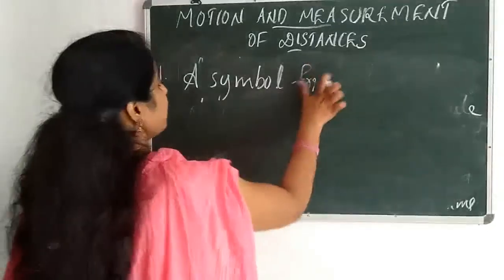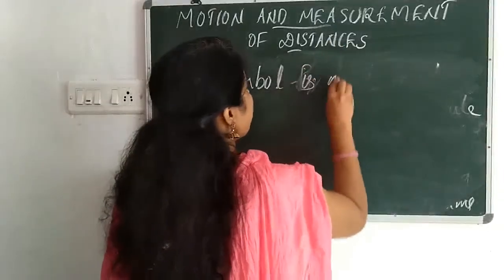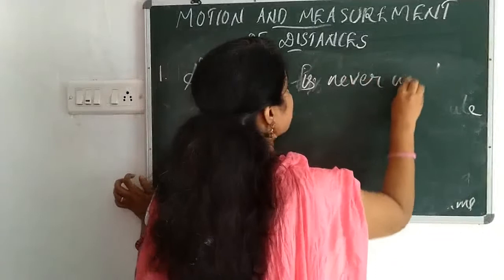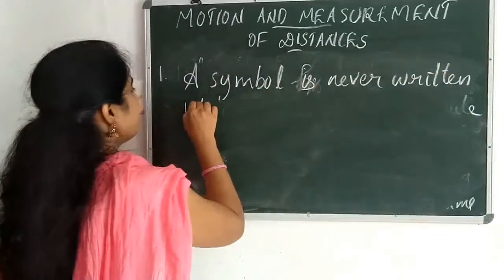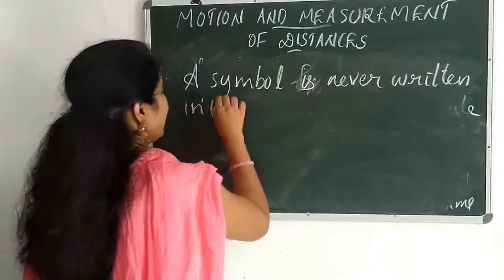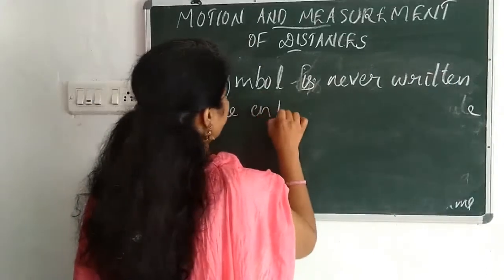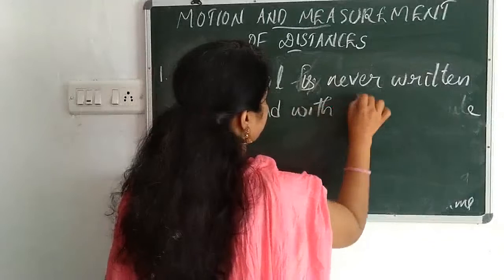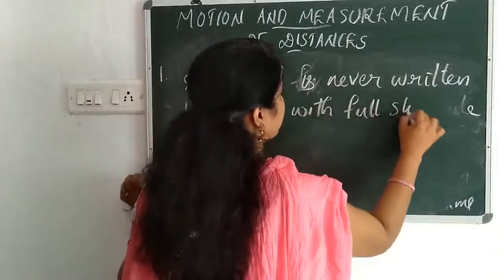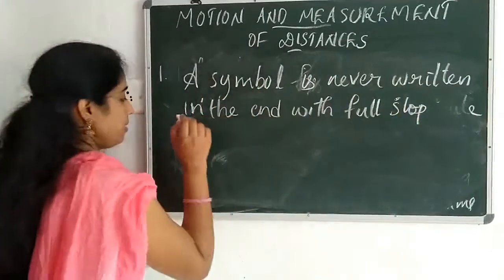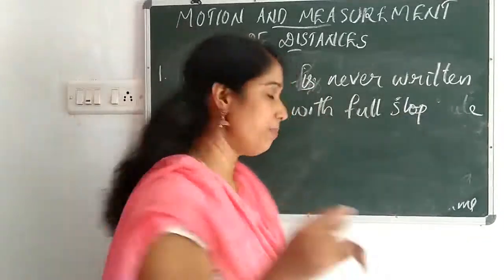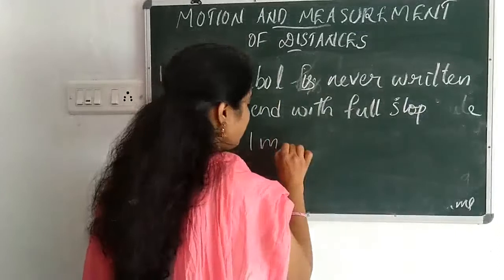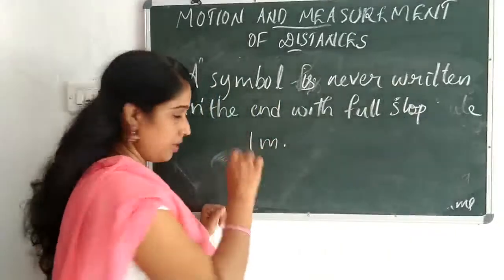And the last rule. A symbol is never written at the end with a full stop. For example, after 1 meter, please don't put the full stop.